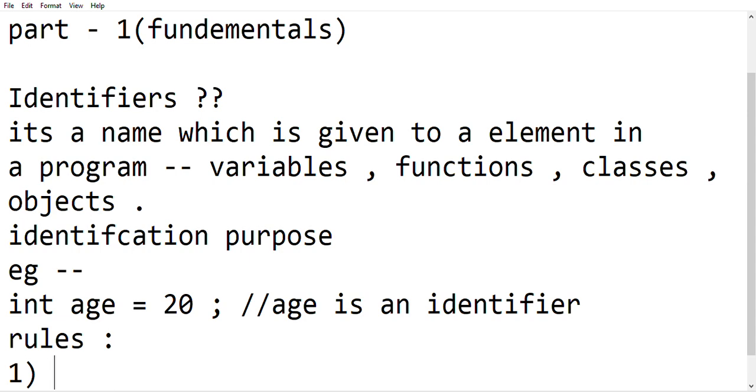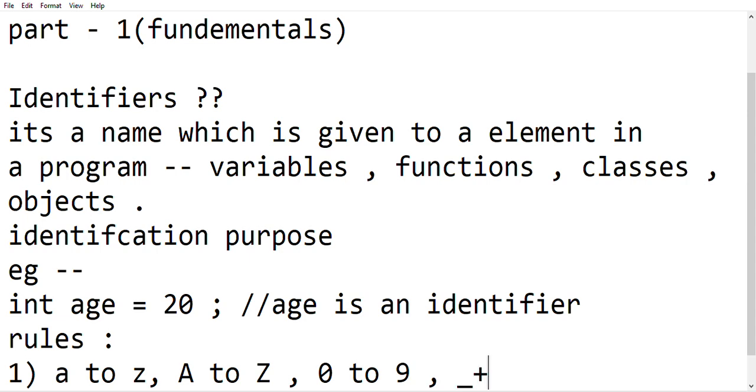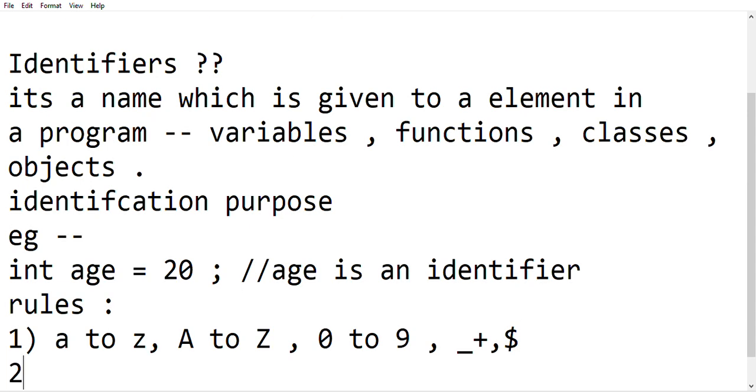Those letters can be small a to z or capital A to Z, or you can use 0 to 9, or you can use underscore or the dollar symbol. Only these characters can be used. This is the first rule.